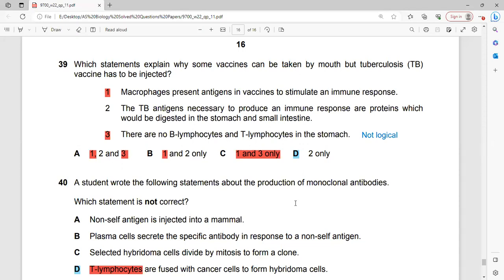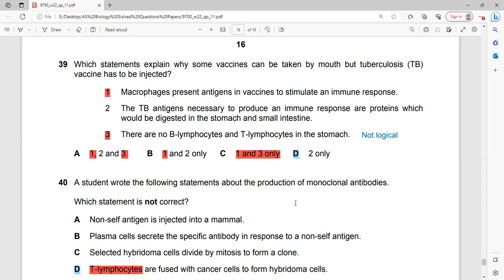So the relevant statement supporting this is that the tuberculosis antigen is necessary to produce an immune response. So what is this immune response? Antibody, and these antibodies are protein in nature. This protein will be digested in the stomach and in the small intestine. If they are digested, they won't be able to work against the bacteria. So in this way, the tuberculosis vaccine is injected into the blood. It should produce the antibody, and this antibody should bind with the bacteria and kill it.